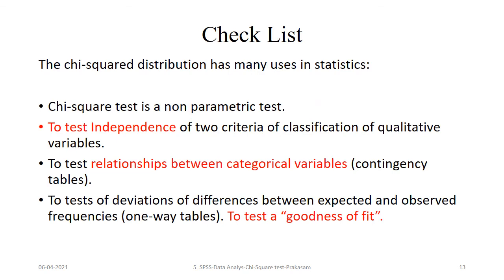Then what we have learned from this video: the chi-square test is a non-parametric test. It can be tested in two ways. One is the test for independence: the two-criteria classification of the qualitative, categorical variables, to test the relationship between the categorical variables, that is a contingency table, 2 by 2, yes-no like that. The other is to test the deviations or difference between the expected and observed values, that is the one-way table we have seen, to test the goodness of fit, assuming it follows a distribution.